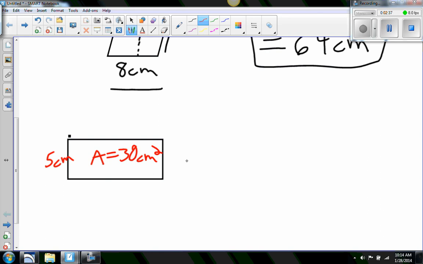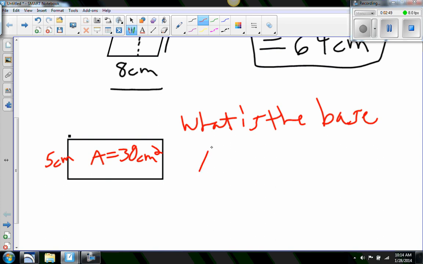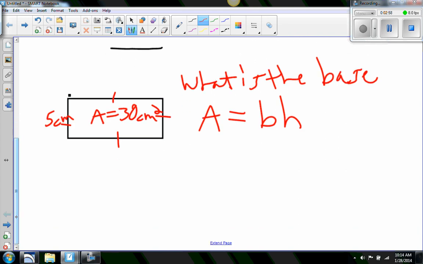This one, they're giving us the area and they're giving us the height. Okay, and they're saying, what is the base? Okay, well, if I plug it into the formula, it's still area equals base times height. Parallel, parallel, parallel, parallel, right? So two sets of parallel sides. A rectangle is a parallelogram.